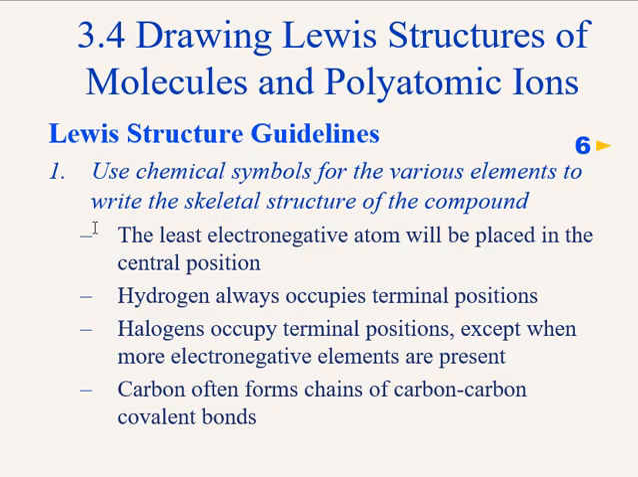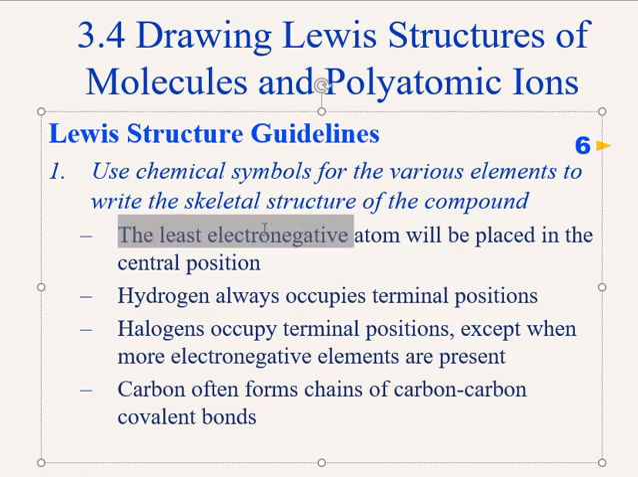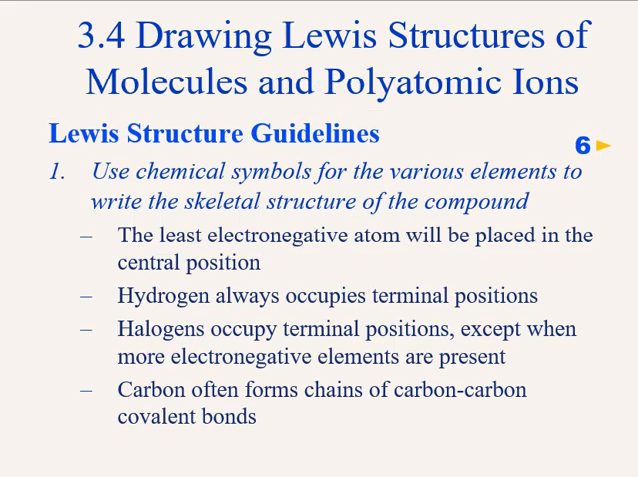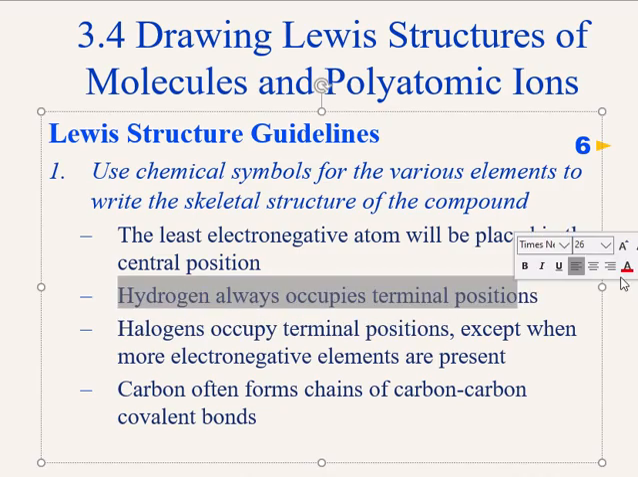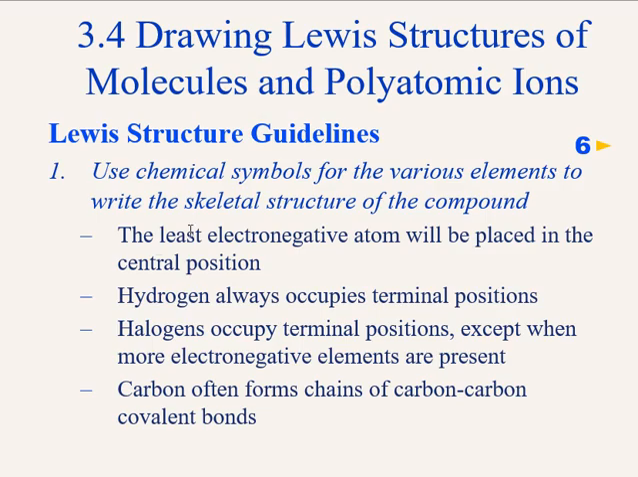Now, the example I gave you actually violates this rule. The least electronegative atom will be placed in the central position. When it comes to CH4, carbon is more electronegative than hydrogen, and yet it's in the center. So, when a situation like that arises, just try to draw the one that happens to occur only once in the center. If that's not the case, then pick the most electronegative. Now, why does the hydrogen occupy the side positions? Well, hydrogen always occupies terminal positions. So that rule supersedes this rule in the case of CH4.